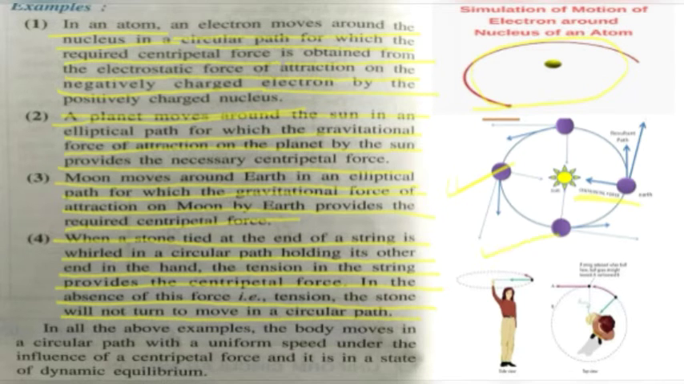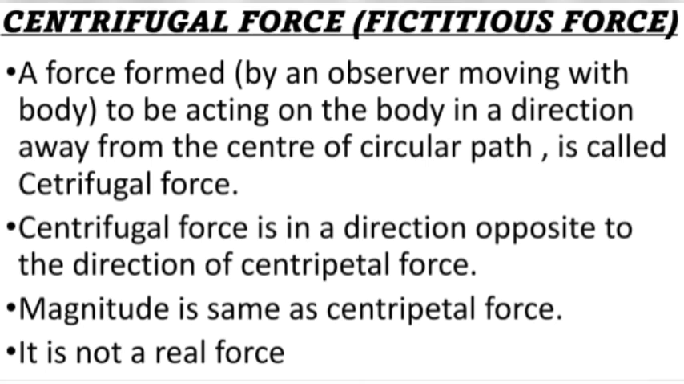You can see the woman or girl has tied a stone at the end of a string and it is creating a tension, and the tension in the string is providing the centripetal force, that is the force, center seeking force. In all the above examples, the body moves in a circular path with a uniform speed. You must have noticed under the influence of centripetal force, it is in state of dynamic equilibrium. Yes, it is in motion, so it is in dynamic equilibrium. Static means rest, dynamic means it is in motion.